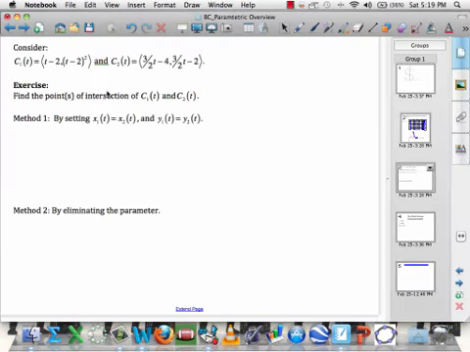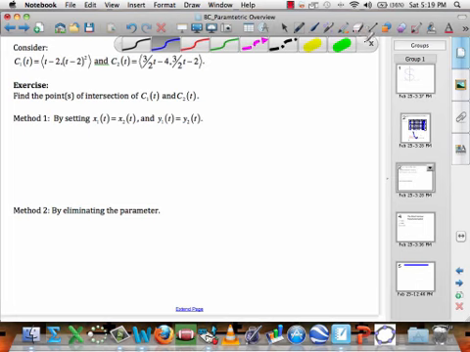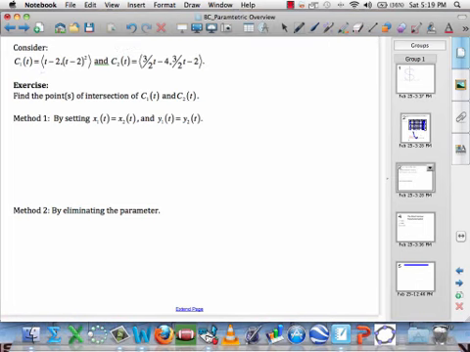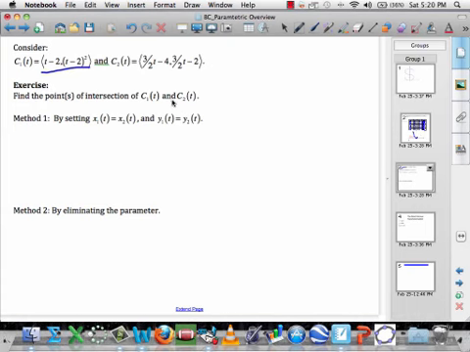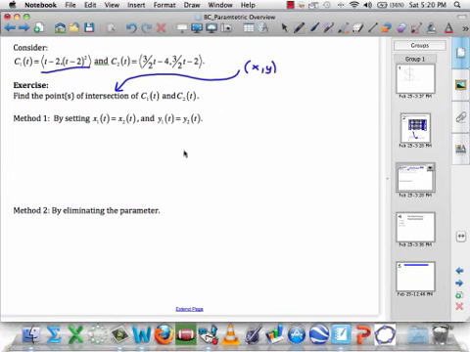Okay, now let's take a look at the application here. Here are two different parametric curves. The first one we just dealt with, which is t minus 2, comma, t minus 2 squared. We know what that's going to look like. And here's the second curve, 3 halves t minus 4, comma, 3 halves t minus 2. Exercise: we're going to do this two different ways. Find the points of intersection of C1 and C2. When you say points of intersection, that's talking about xy coordinates, in other words, in the xy plane, where those two graphs intersect.